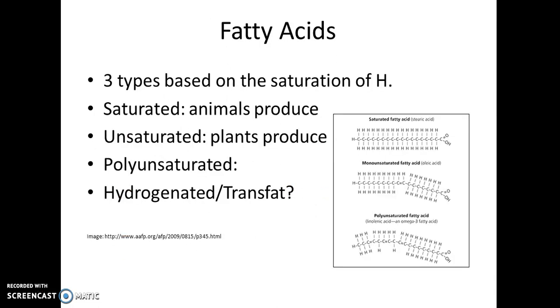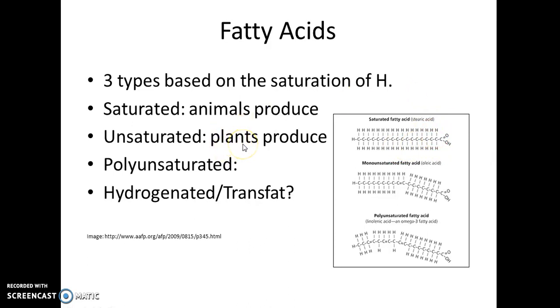Now, fatty acids. There are 3 different types of fatty acids based on how much hydrogen they have. Saturated fatty acids we produce, so we do not need to consume any more saturated fatty acids, because animals produce them and we are animals. The top picture is a saturated fatty acid. You'll notice that it cannot have any more hydrogens. It is completely saturated with hydrogen.